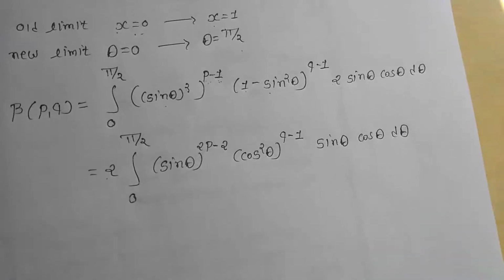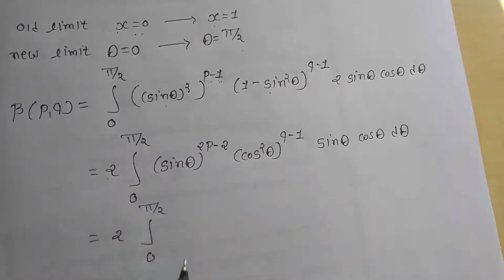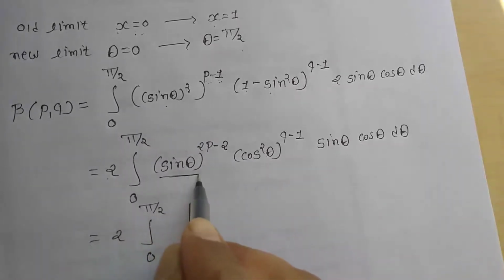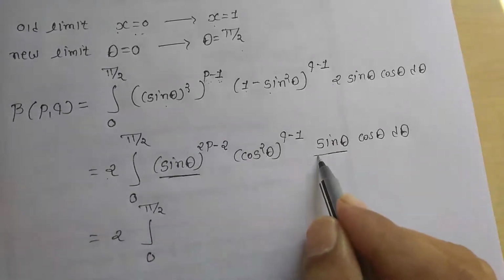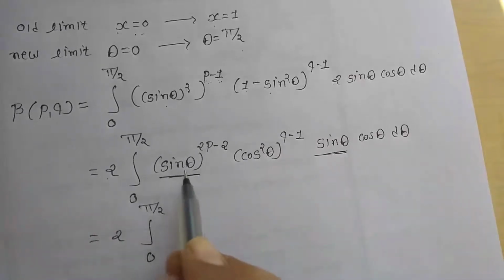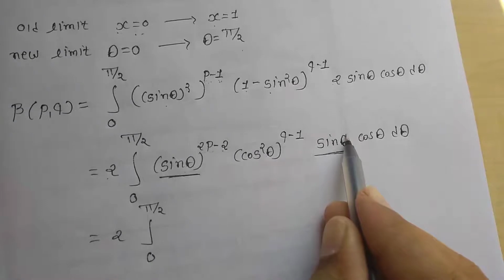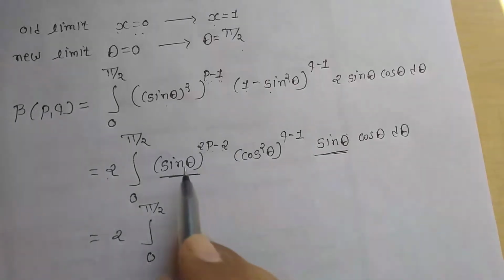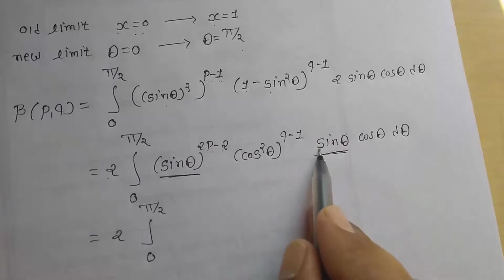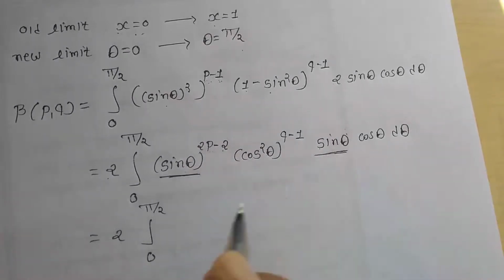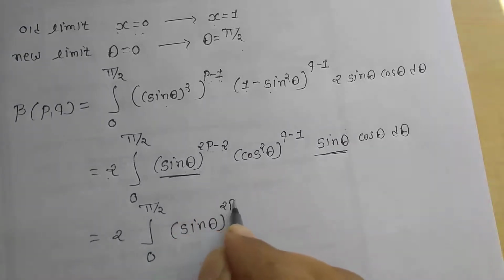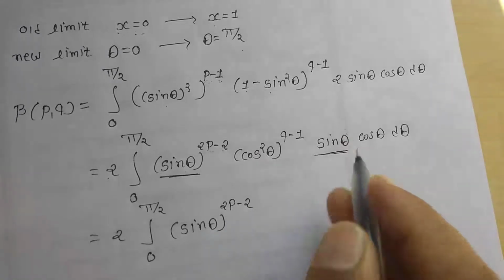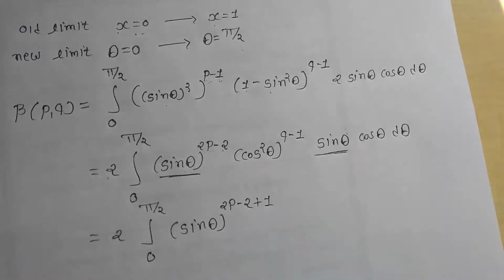d theta is equal to 2 times integration 0 to pi by 2. Here the base is sine, and here also the base is sine. Here the power is 2p minus 2. Here there is no power written, which means the power is 1. If the base is equal, then we add the powers. So here sine theta is raised to 2p minus 2 plus 1.